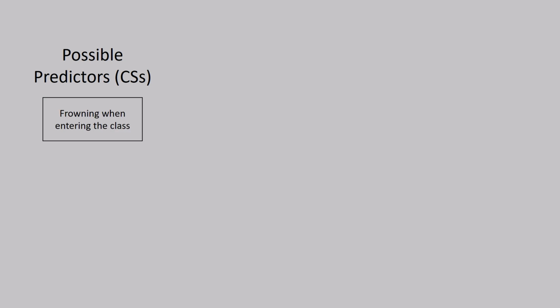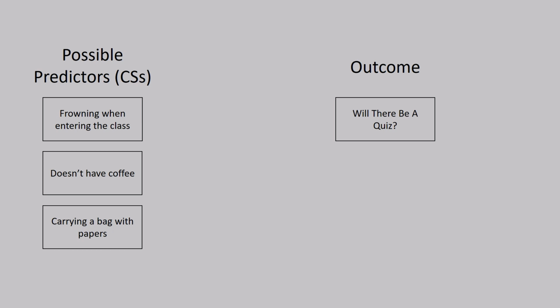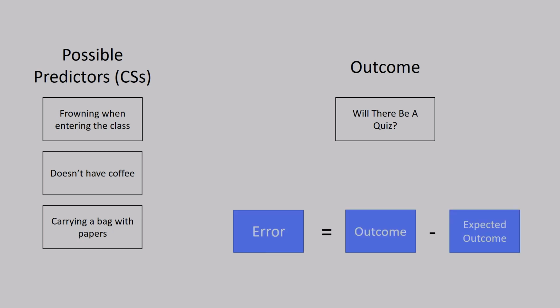First, we have our possible predictors. Maybe he frowns when he enters the class, he doesn't have coffee, or he's carrying a bag of papers. The outcome is going to be, is there a quiz? And now we have this setup where we're going to be looking at the error involved based on our prediction and the actual outcome.